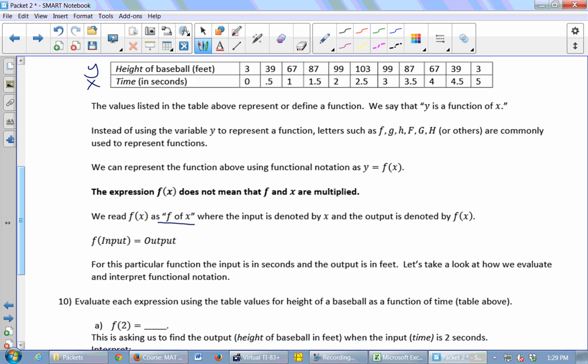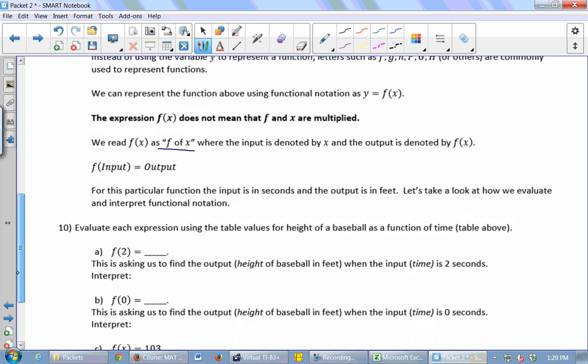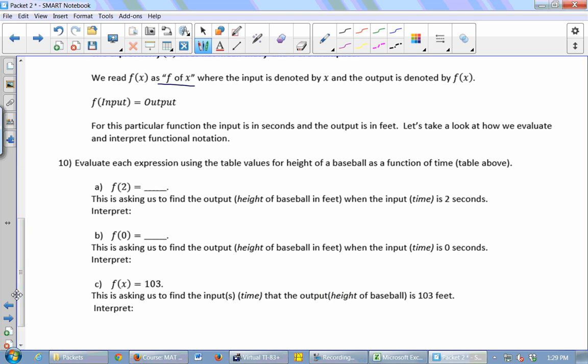So for this particular function, the input is in seconds and the output is in feet, height of the baseball. So let's look at how we evaluate and interpret function notation. So what would F of 2 equal? So 2 is an input, which means it's a time, right? So this is asking us to find the output, which is the height of the baseball, when the time is 2 seconds. 99 feet. So f of 2 is 99.